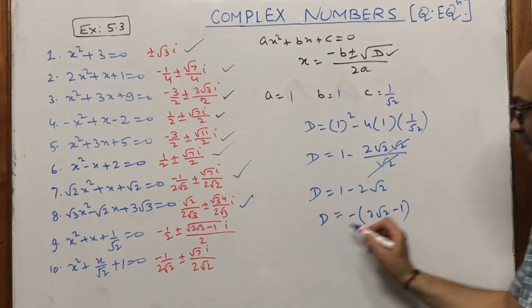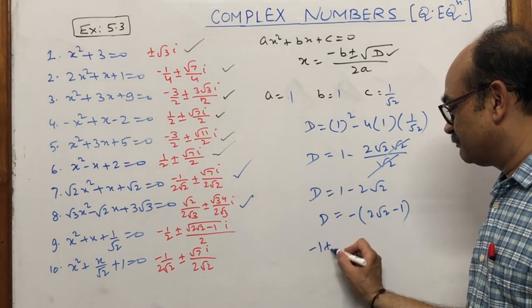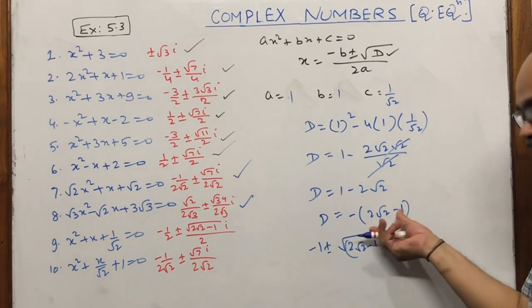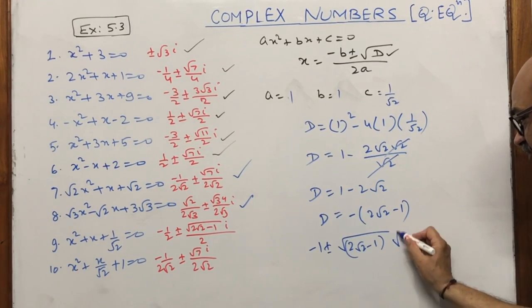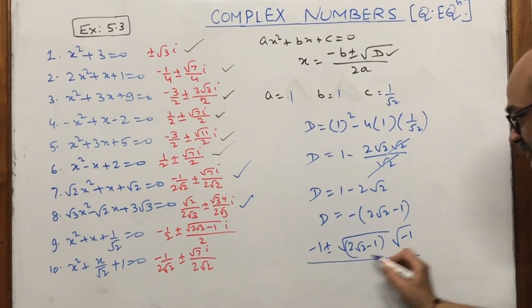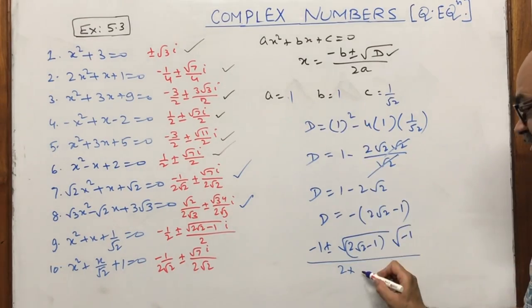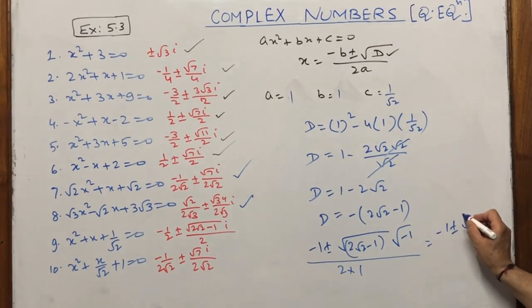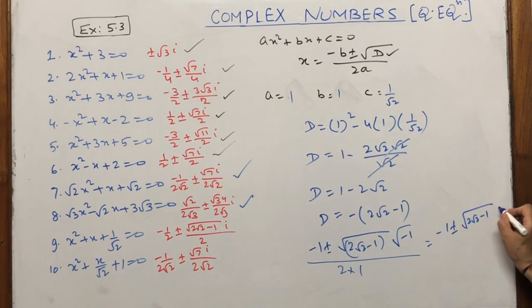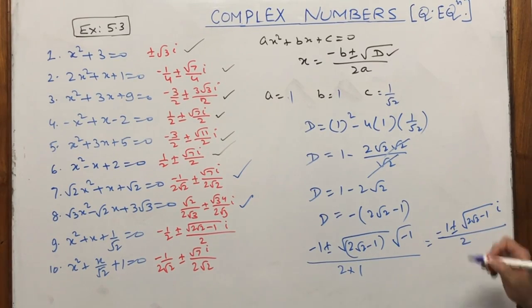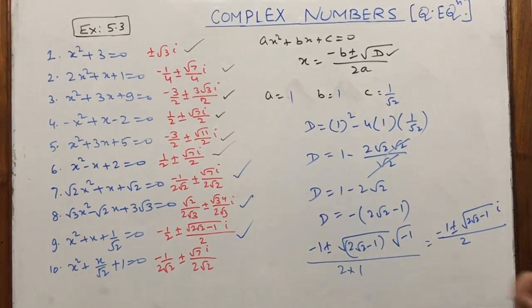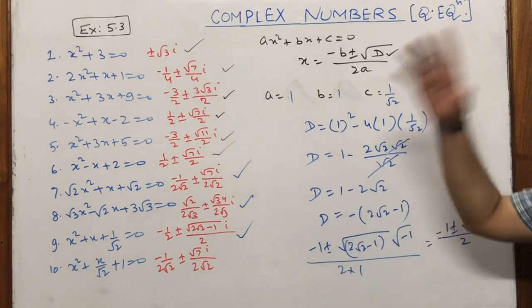Why? Because we need it in minus b plus minus root. We can write 2 root 2 minus 1 as positive quantity and this root of minus 1 separate. Divide by 2a. A is 1. So final answer is minus 1 plus minus 2 root 2 minus 1 iota divided by 2. Separate it and you will get the final answer. Minus half plus minus, correct.